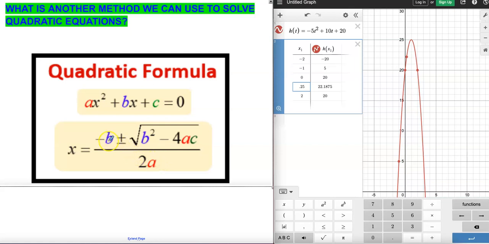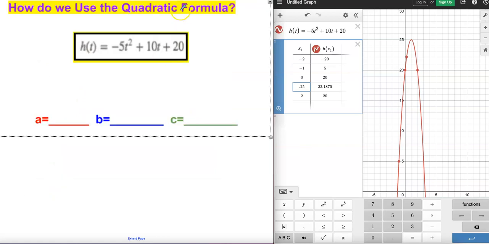Now, the a, b, and c we're going to take from a quadratic equation, and we're going to substitute those values in. That's why they're highlighted. Everywhere you see an a, whatever value is a, you substitute that in. Wherever you see a b, you substitute that in, and you substitute c in. Let's look at an example so you can see exactly what I'm talking about.